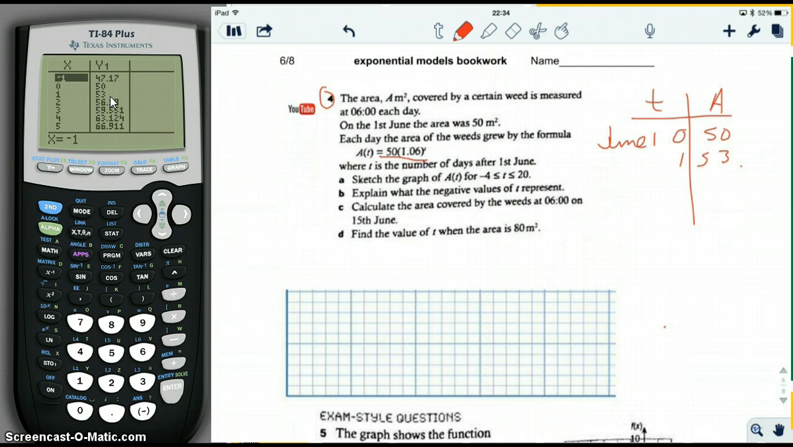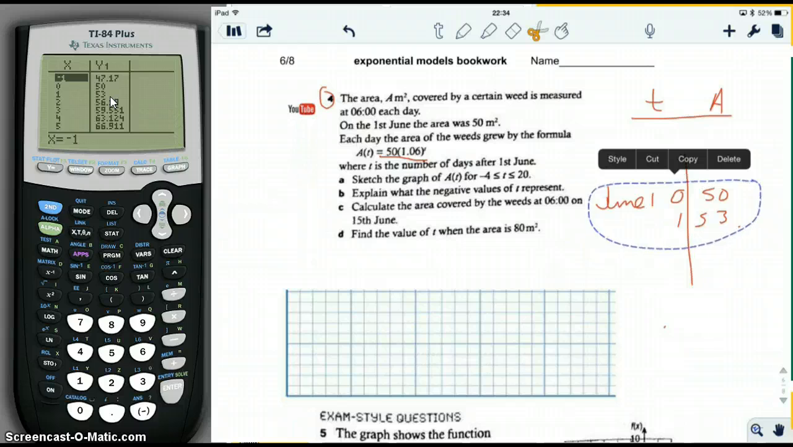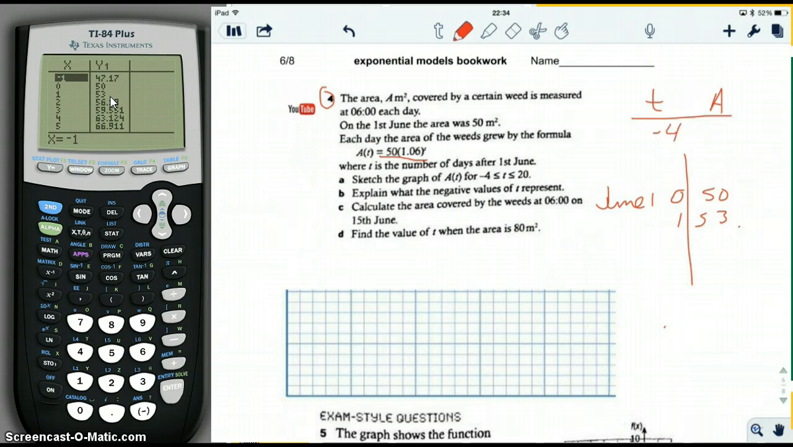Sketch the graph for -4 to 20. Oh, that's interesting. They're asking us to start 4 days before. So let's see. -4, -3, -2, -1. Let's scroll up here and see what -4 gives us. -4 would be 39.6. -3 was 41.9, which is the same as 42.0. -2 is 44.5. And -1 is 47.2.